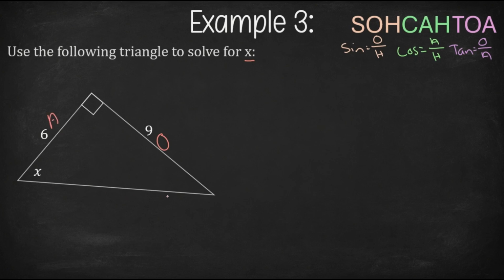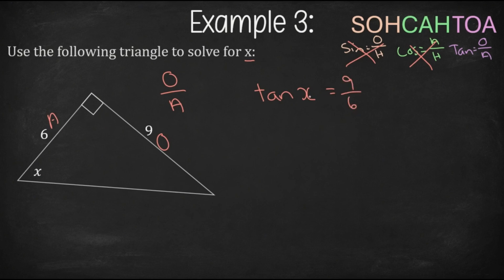Now, because the hypotenuse is not known to us, I know that we are not going to use the sine or the cosine ratio. We will be using the tangent ratio. So it will be the opposite side over the adjacent side. Now let's write it. Tan x this time, not tan theta, because the angle that we are looking for is x. So tan x equals, and then instead of O, I'm going to write 9 over 6.